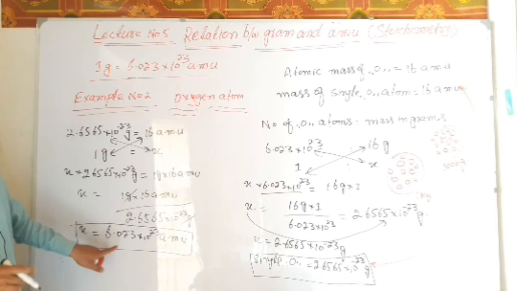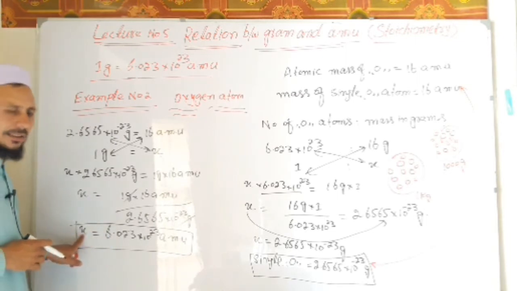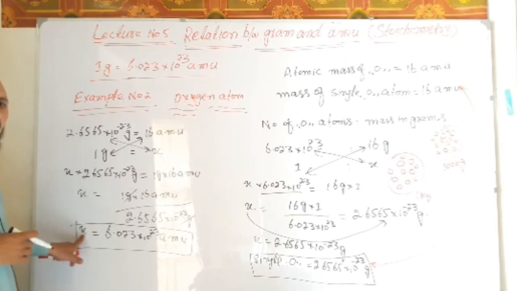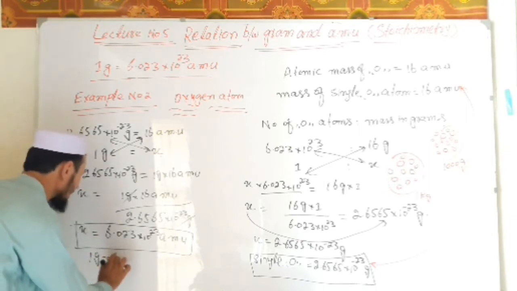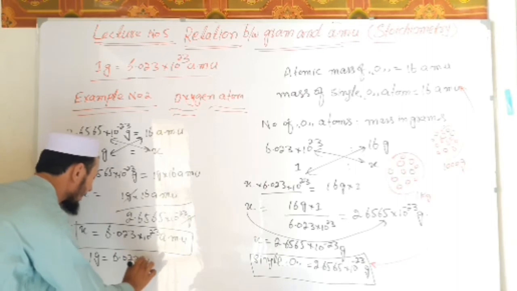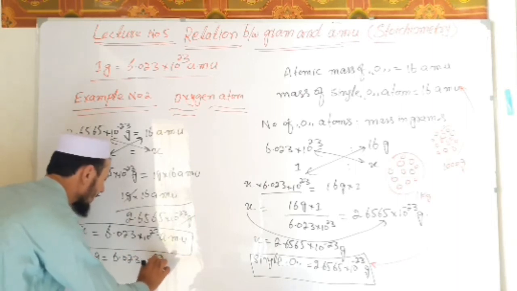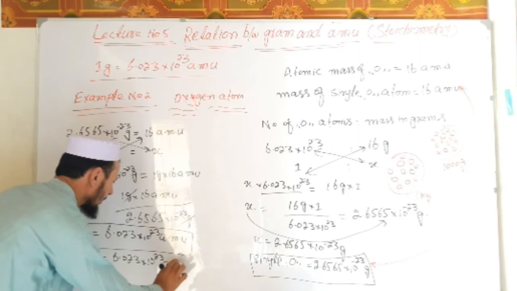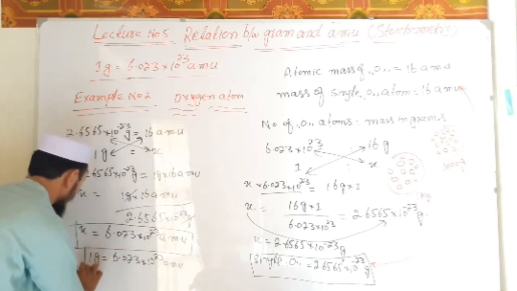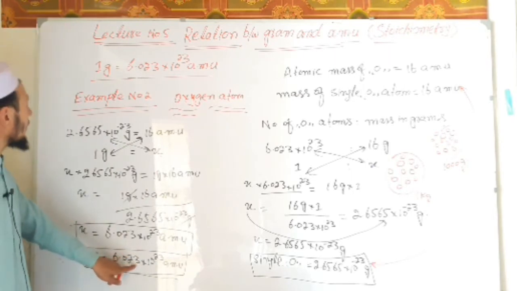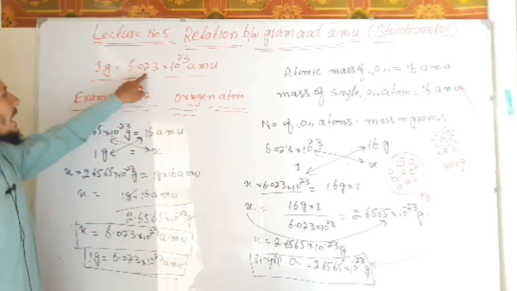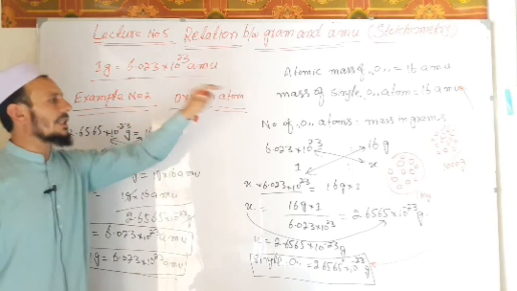So what does it mean, dear students? What was x? X was the number of a.m.u's in 1 gram. So it means again that 1 gram is equal to 6.023 multiplied by 10 raised to the power of 23 a.m.u. So dear students, we have derived this expression again with the example of oxygen atom.